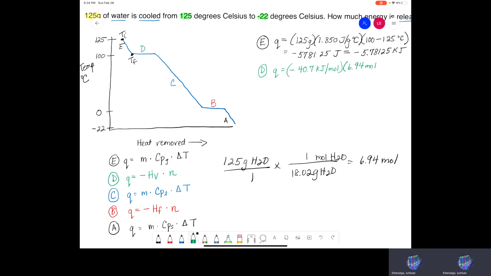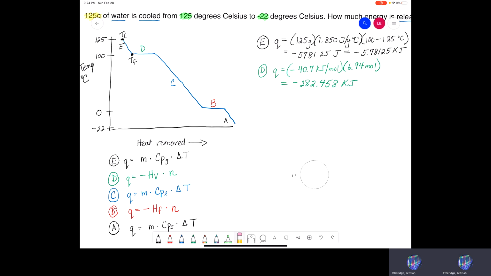Do your calculations. Minus 40.7 times 6.94. You end up with a number of minus 282.458. And guess what? That's in kilojoules. Okay, let's get rid of all this work so I have some space.